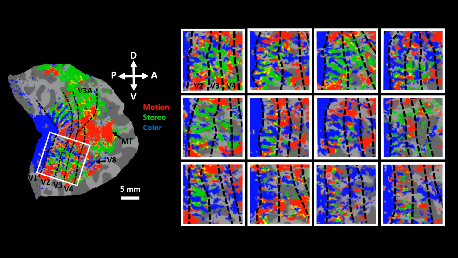This slide shows the interdigitation of motion, stereo, and color-selective sites in the same individual. Red, green, and blue colors show the location of motion, stereo, and color-selective sites, as you saw in the previous slides. Here you can see more examples of this phenomenon in 12 different hemispheres.